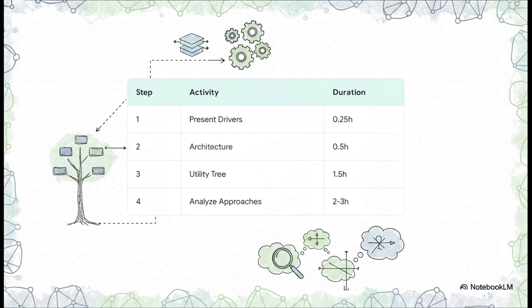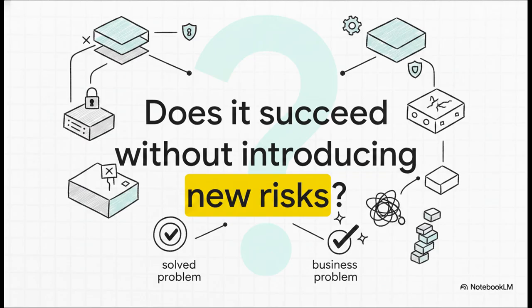You present the business drivers, you present the architecture, you generate a utility tree to map out your vital scenarios, and then you just analyze your approaches. It's a brilliant way to get all your stakeholders completely aligned on exactly where the architectural weak points might be hidden. And that brings us to the ultimate checkpoint of your entire design process.